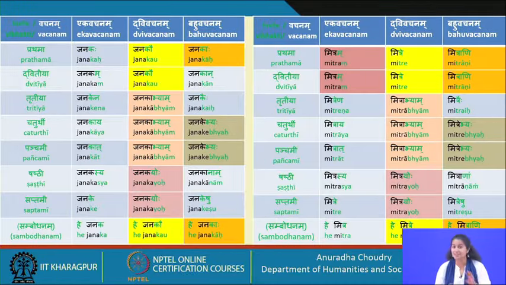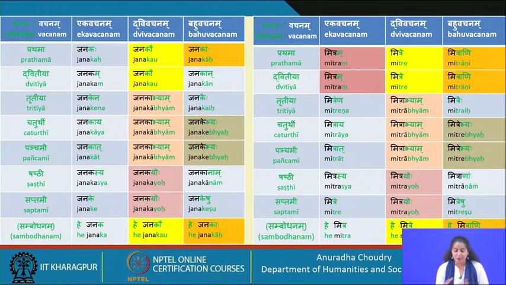In the dual case, as you can see, the pattern is the same. So it's janakau, janakau, janakabhyam, janakabhyam, janakabhyam, janakayoh, janakayoh, he janakau. So the last form normally takes on the form of the first case, as to the vocative. And in the plural, I'll just show you the patterns, and then you can practice by yourself. Tarhi janakah santi, we've done that in practice. So janakah, janakan, janakaih, janakebhyah, janakebhyah, janakanam, janakeshu, he janakah.